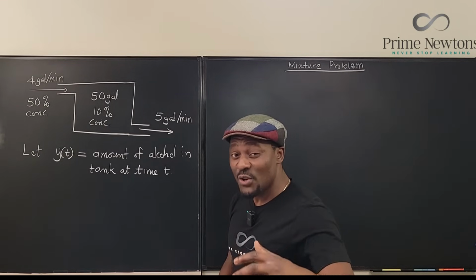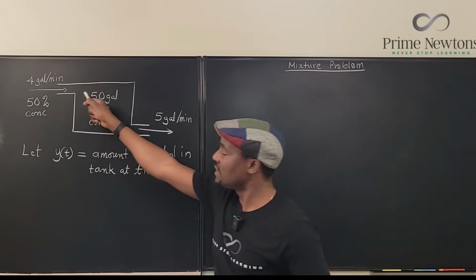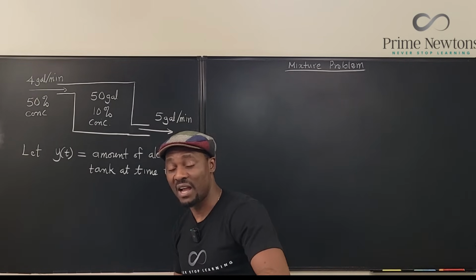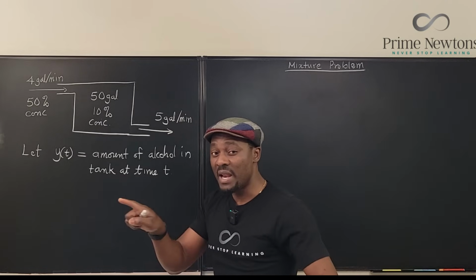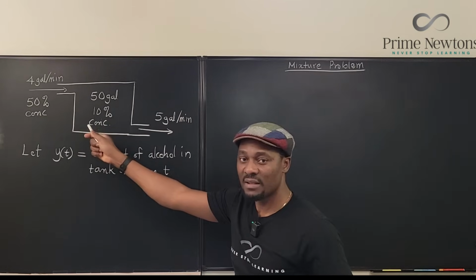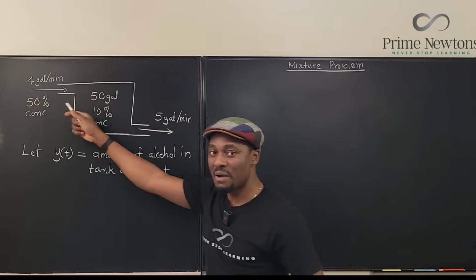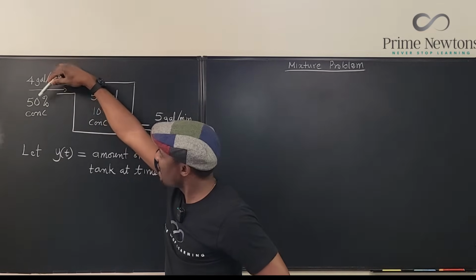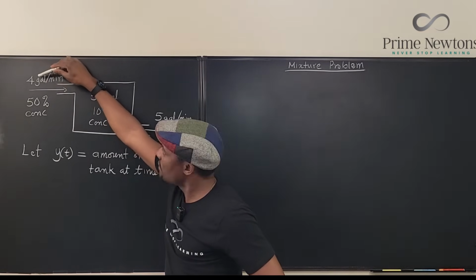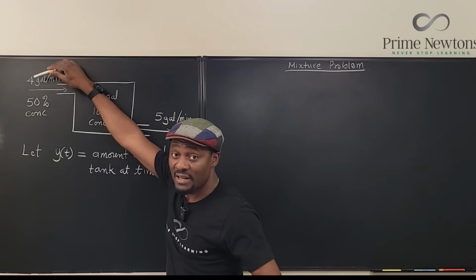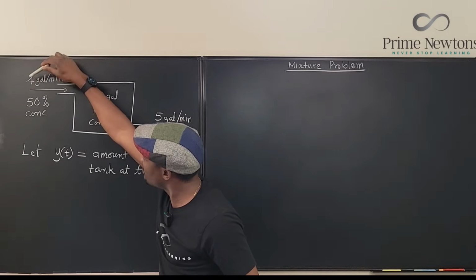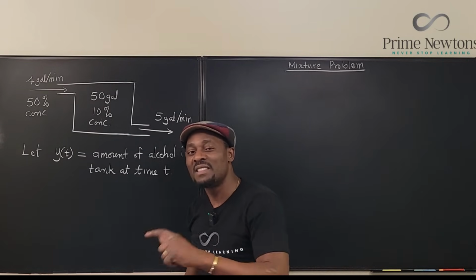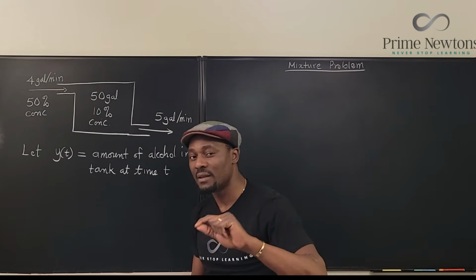Now, the next thing you want to ask yourself is, how much alcohol is coming in? Well, that one is a bit tricky because it's not like they dumped it at the same time. No, it is coming in per minute. 4 gallons every minute. So the amount of alcohol that's coming in is that every minute you got 4 gallons and 50% of that is alcohol. So what's 50% of 4? 2, right? And how did I get it? I just multiplied. I just did 50% of 4. I got 2. So 2 gallons of alcohol is coming in every minute. That is what you call the rate in.